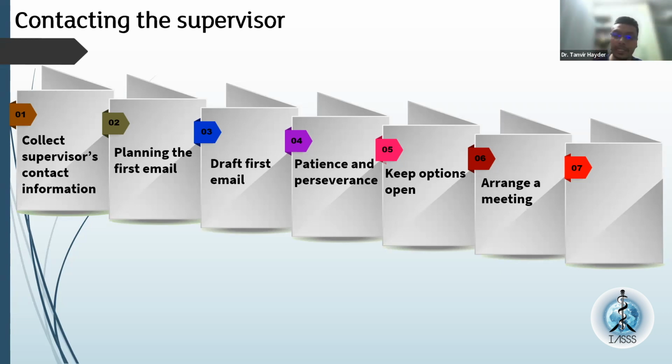Then arrange a meeting. You have emailed your supervisor, they have replied back. Now you want to arrange a meeting and sit with them. It is not always necessary, but you should always be prepared before going into a meeting. For example, read some of the recent publications of the potential supervisor you are going into the meeting with. It shows that you're interested in that field of research. You are also knowledgeable of that research, and supervisors like that you have come prepared.